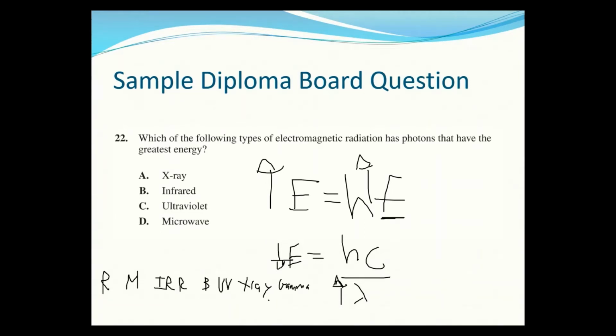This one has the highest frequency over here. So this is increasing frequency as we go along. So the one with the highest frequency is going to have the highest energy. So that's going to be X-ray. So A is the correct answer.